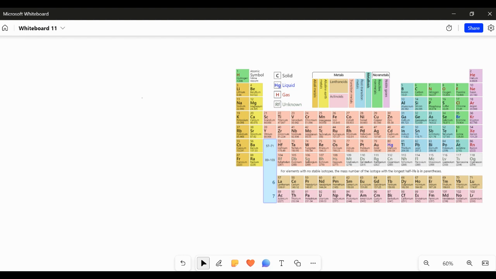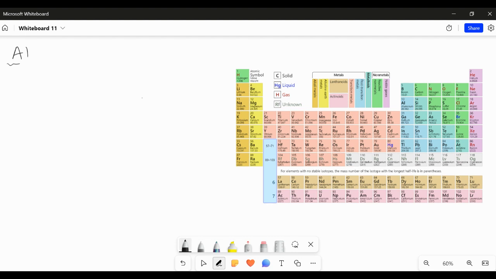Now, because every element has its own unique molar mass, all compounds have their own unique molar mass. So, we need to be able to find these pretty accurately and relatively quickly. So, let's start out with a couple examples. Let's say first we wanted the molar mass of just aluminum.